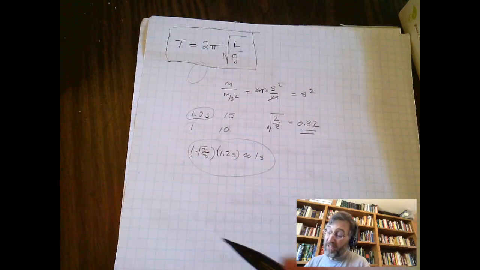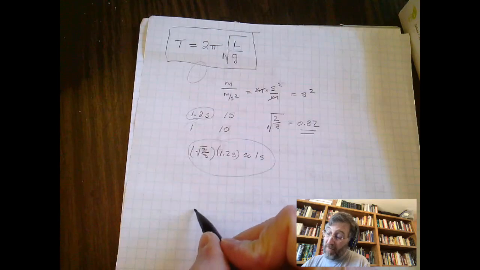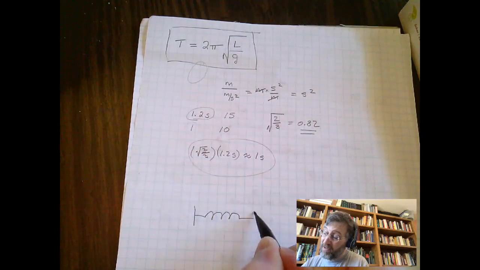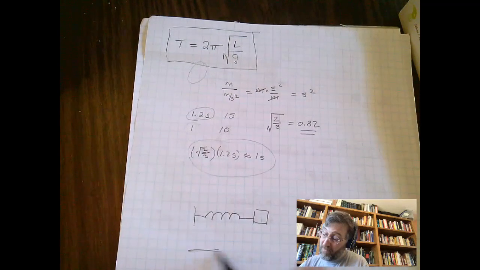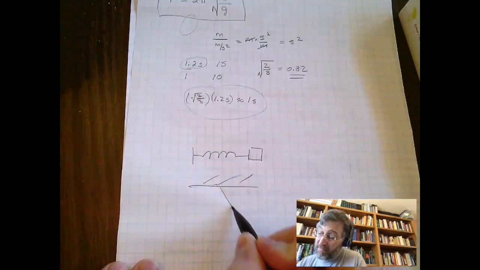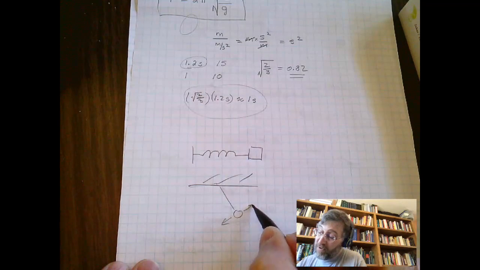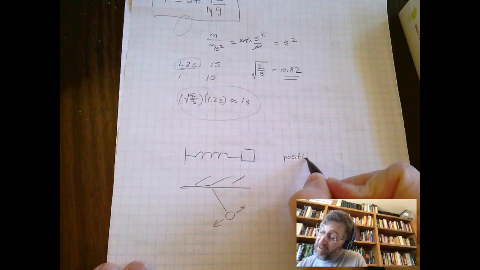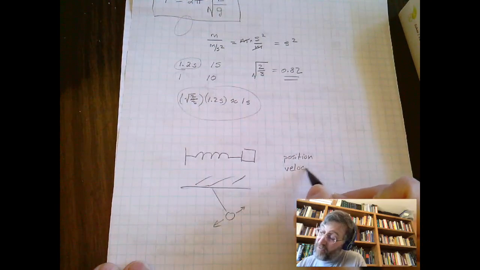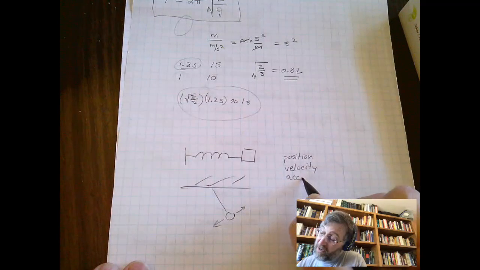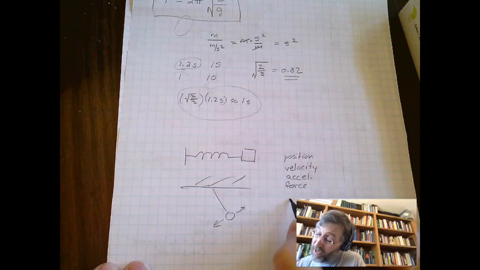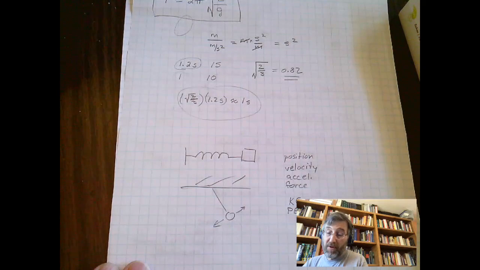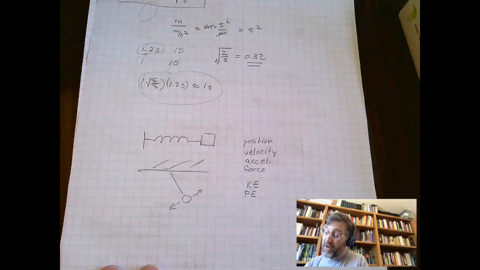On Monday, I'd like to look at both a mass on a spring and a pendulum, as it's moving back and forth. And I want to look at how does position vary with time, how does velocity vary with time, how does acceleration vary with time, how does force vary with time. And then we can also look at kinetic energy and potential energy. All of these are going to be cycling back and forth, and we want to see how each one of those varies as a function of time.